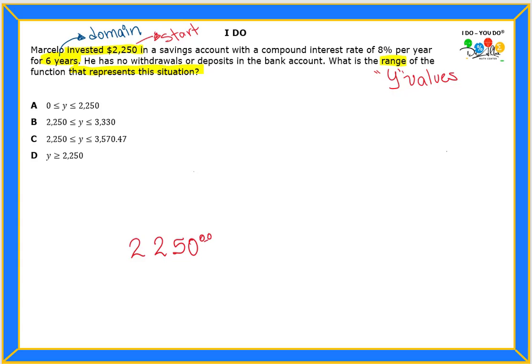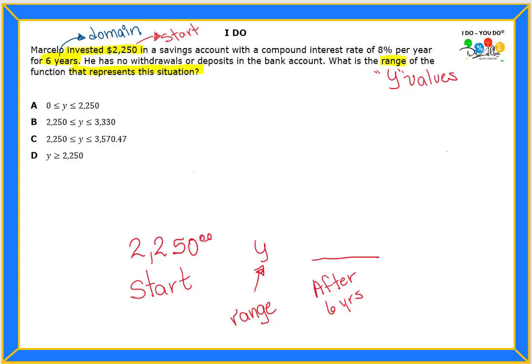$2,250, because that's how much money he's going to start with, right? So now the question is, and we're talking about the range. Remember, the range has to do with the y values, right? And I want to know how much money he's going to have at the end of 6 years. Is that right? Okay, so this will be after 6 years. And this is the number that we do not know. We don't know how much money he's going to have after 6 years, right?